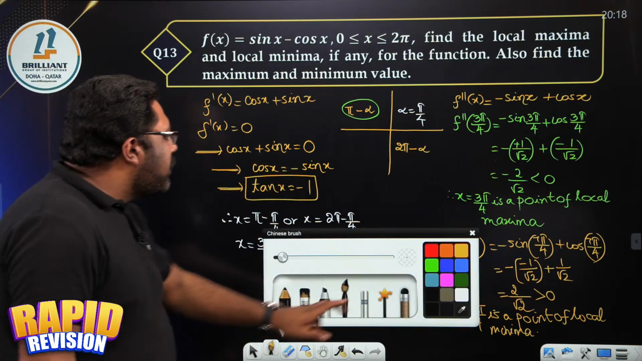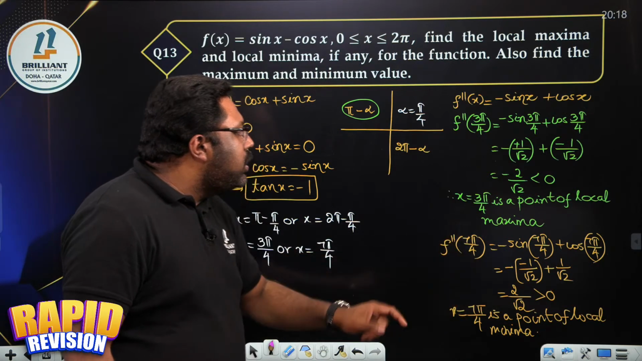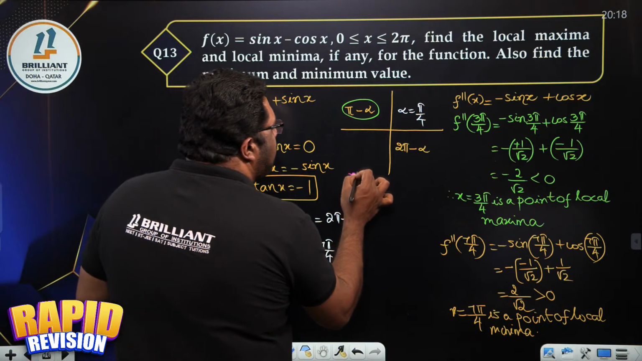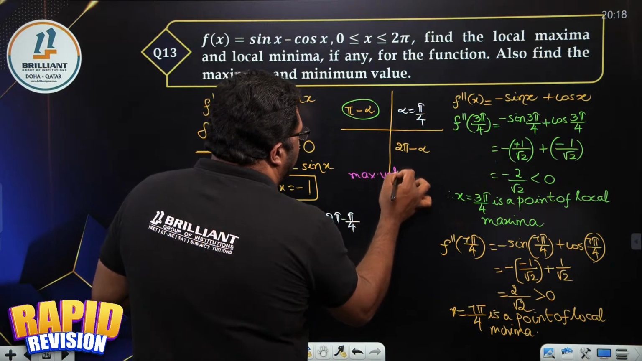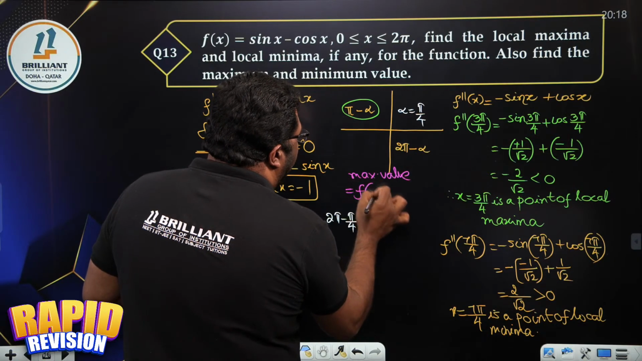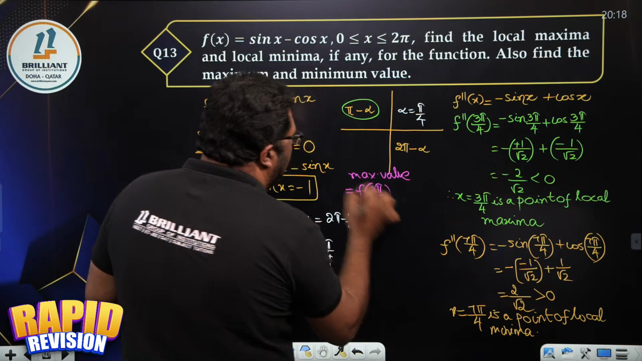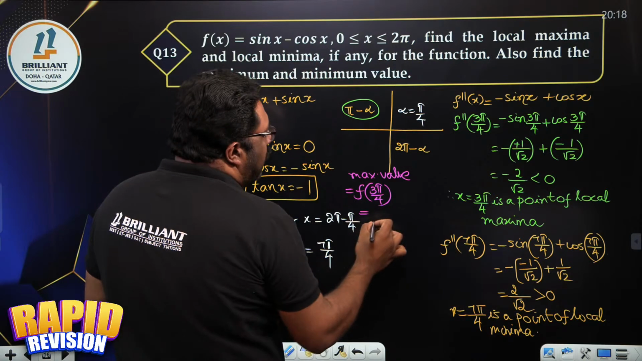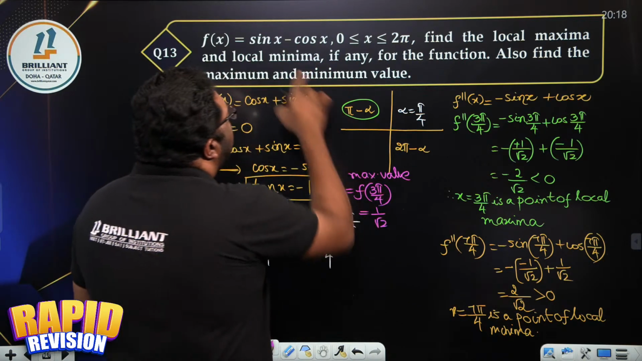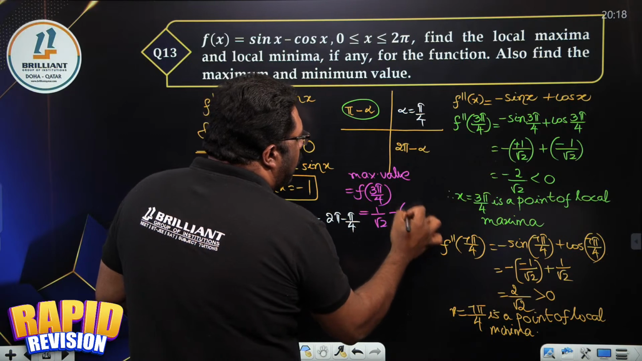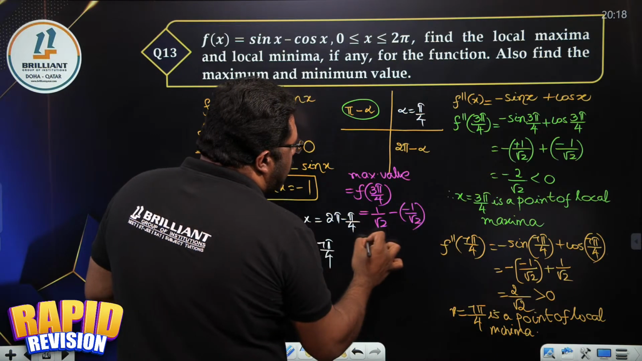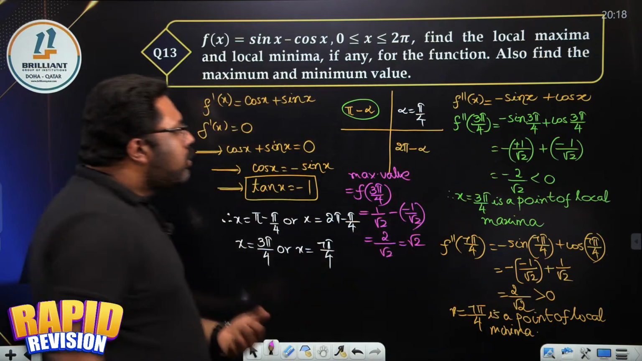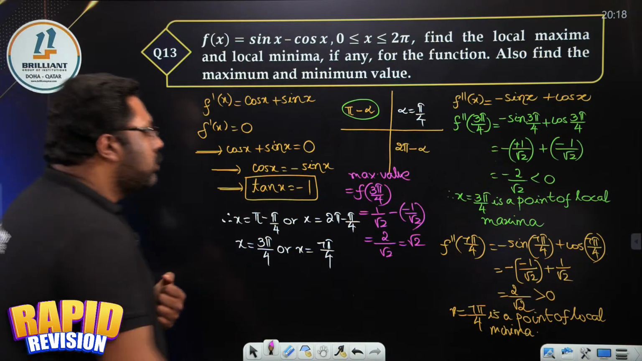Now we have to find the maximum and minimum value. For that we just substitute the maxima point in the function to get the maximum value. So maximum value equals f of 3 pi by 4, which is sine 3 pi by 4, 1 by root 2, minus cos 3 pi by 4, minus 1 by root 2, which is 2 by root 2, equal to root 2. So my maximum value is root 2.